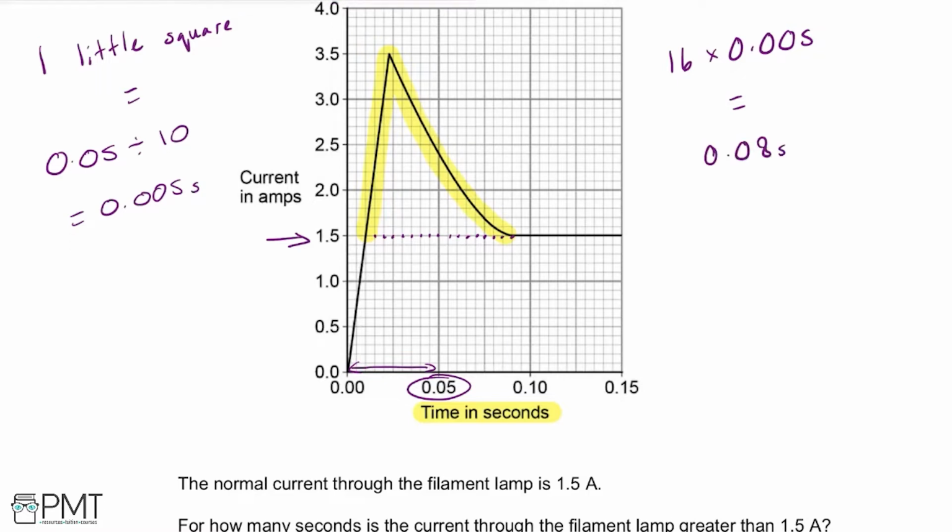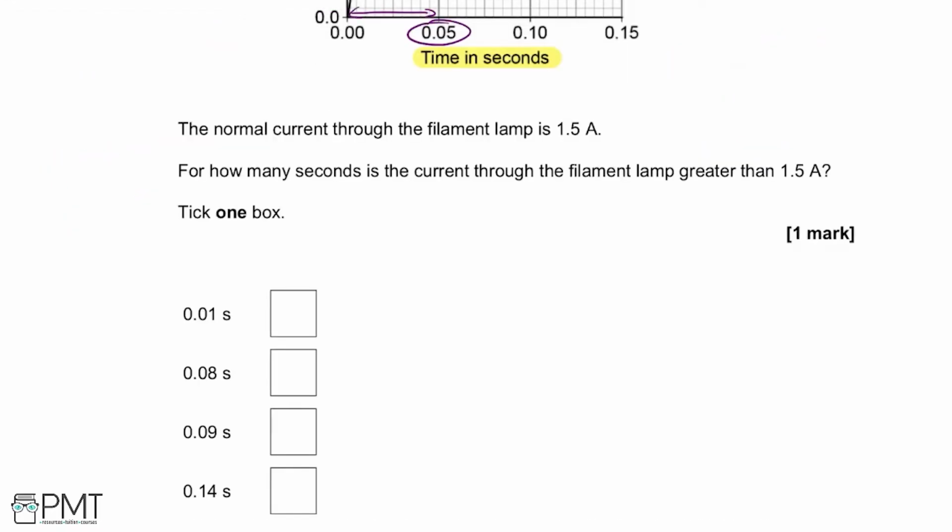0.08 seconds. So that's the time between here and here. So taking a look at our options, is that one of the options? Yes, it is. It's the second one here. So we can tick that, and that's our answer.